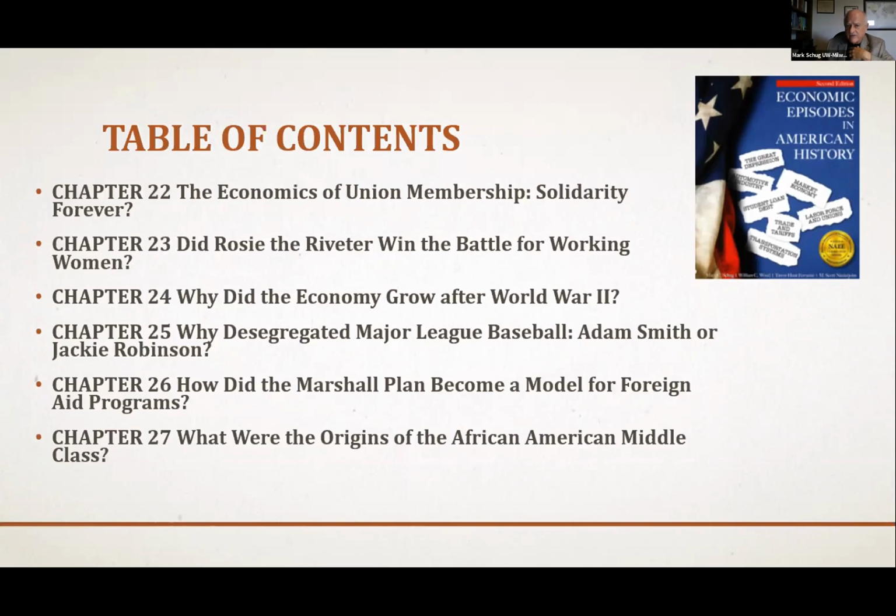And so it's a fun story, I think. And it also shows how things were changing well before the Civil Rights Movement. How did the Marshall Plan become a model for foreign aid programs? Take a good look at this one today.